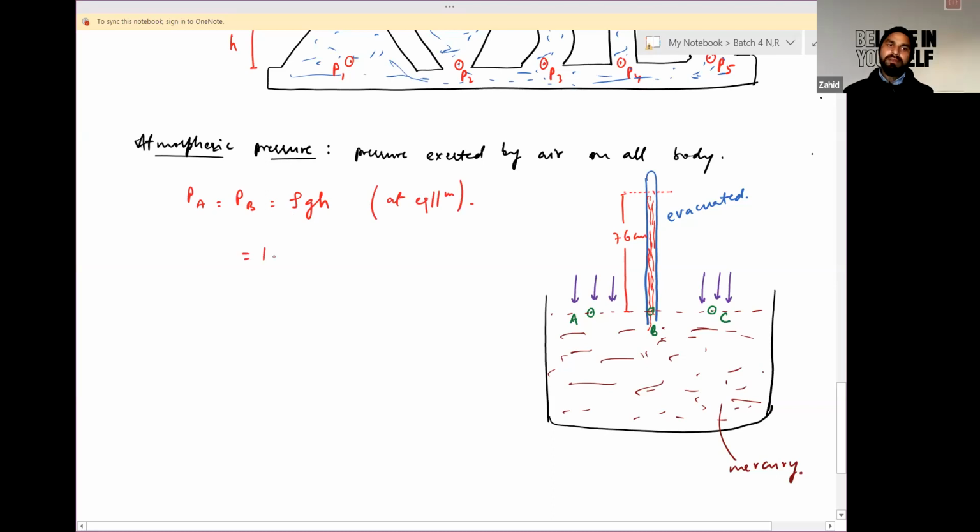Density of mercury is 13.6 into 10 to the power 3. Gravity is 9.8, and the vertical column raised is 76 centimeter divided by 100 to convert into meter. If you simplify this equation, you will get 1.013 into 10 to the power 5 Pascal. And this is equivalent to the pressure exerted by air on the surface of Earth, which is also equal to 1 atm.